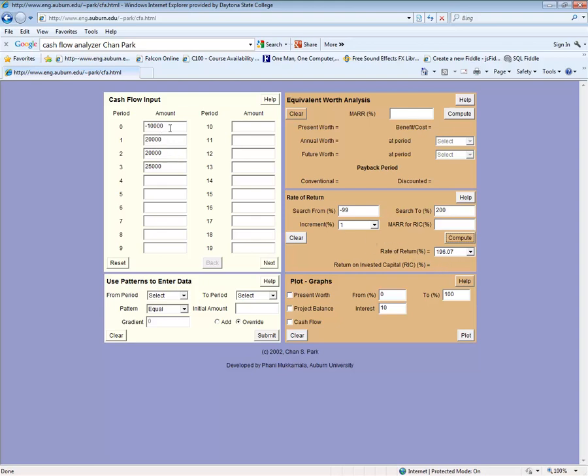My initial cost was only $10,000. That's my capital cost, and then I started gaining 20,000, 20,000, and 25,000, and that is again a huge rate of return. That's why we got 196.07%.